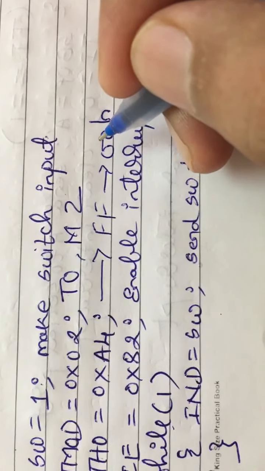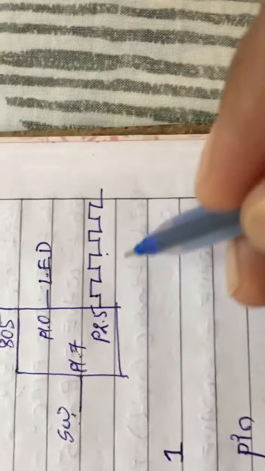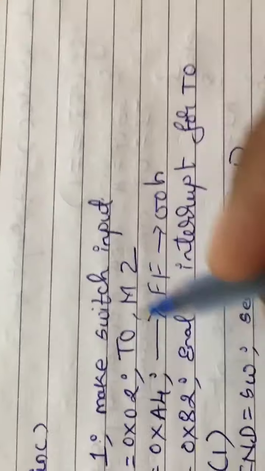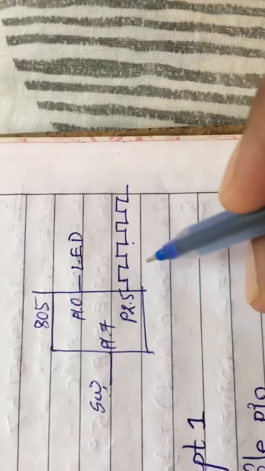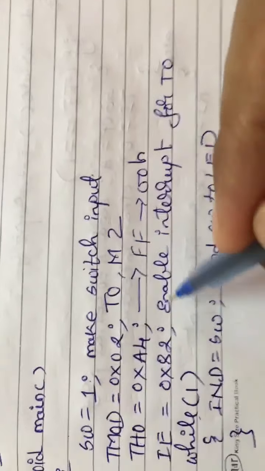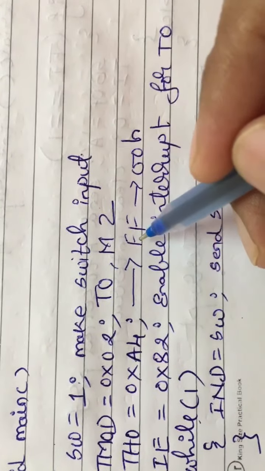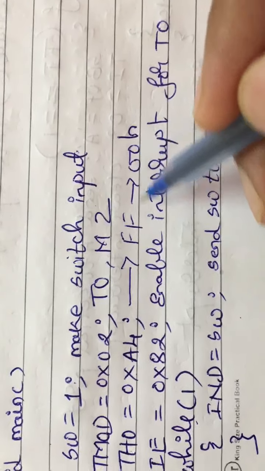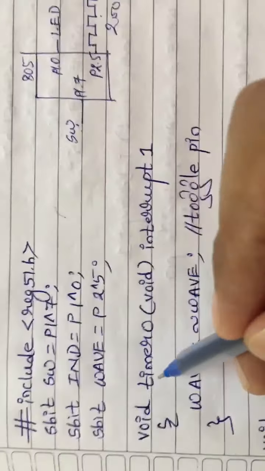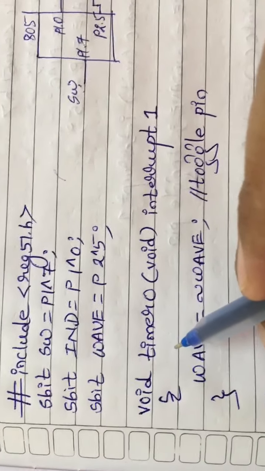So what are we doing in the timer 0 interrupt? In the timer 0 interrupt we are generating a square wave of 200 microseconds. When A4H reaches FFH and resets back to 00H, automatically it will come out of this while loop and the timer ISR will get executed.